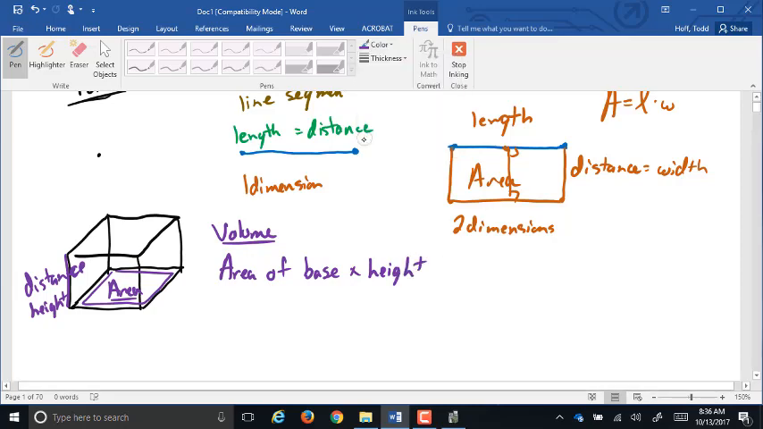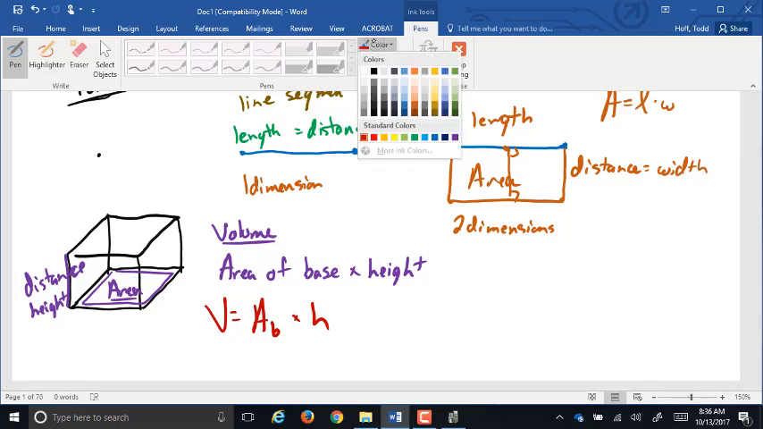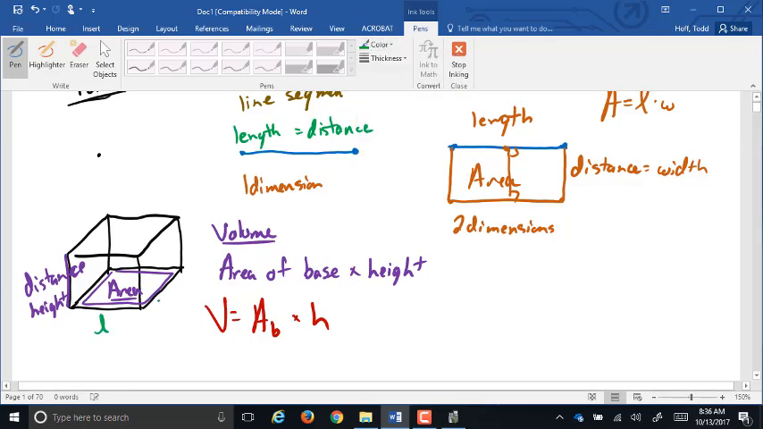Now some abbreviations. The area of a base is just going to be A with a little b by it, and of course times H. Now many of you have heard boxes defined, volumes defined, length times width times height. Well, what is length times width? The area of the base. So for a box, that does work, length times width times height.